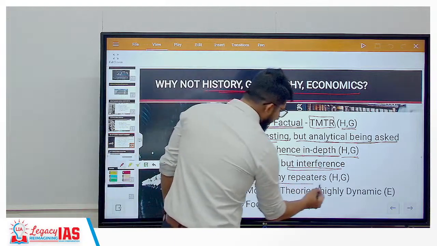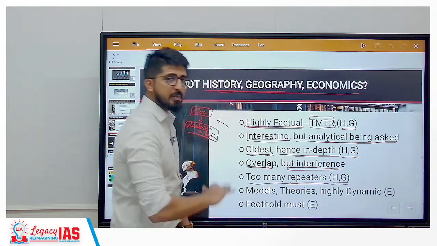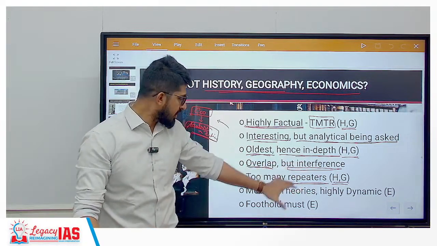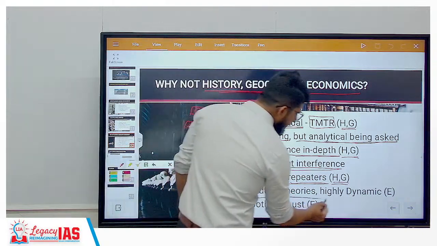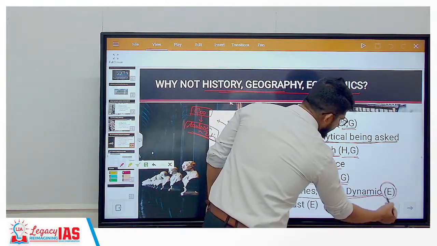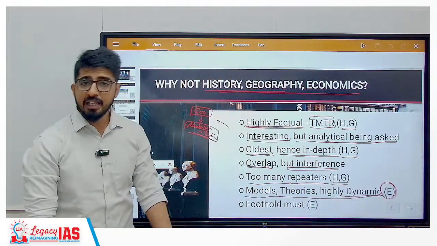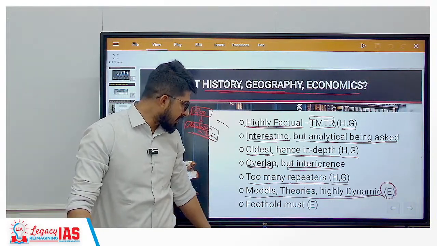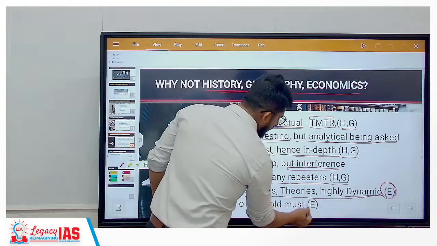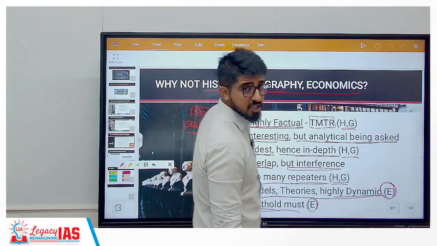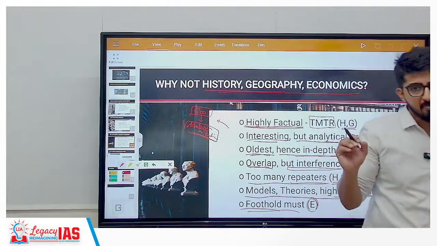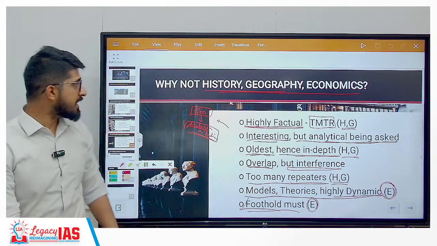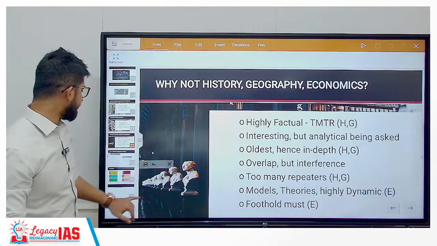And there are too many repeaters choosing history and geography. People have been preparing for the last 4 or 5 years with history and geography as an optional. Economics as an optional is highly dynamic, with a lot of models and theories. If you want to choose economics as an optional, a foothold is a must, as in a graduation background and interest in that subject. So this is what we can say about history, geography, and economics.